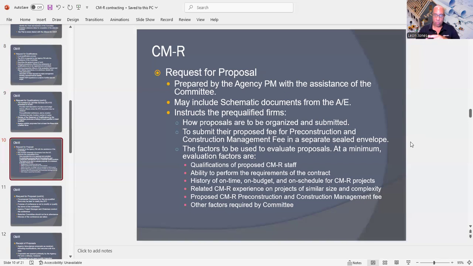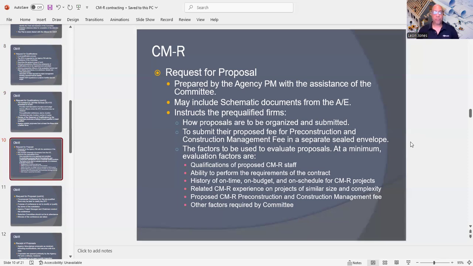I'm going back to something I just mentioned before. I talked about how the proposals are going to be organized and submitted. So coming back, this is very important because if you don't follow the process, you may be out of the running for the bid of the contract. So basically, under the RFP, the qualified firms are to submit their proposed fee for pre-construction and construction management fee in a separate sealed envelope. So that means you're going to have two envelopes.